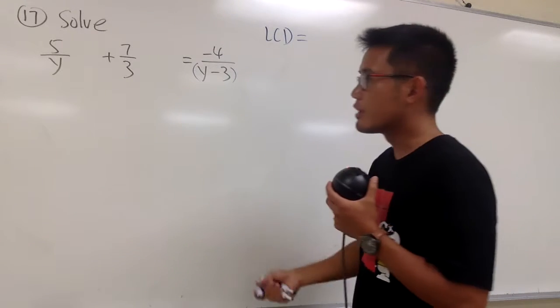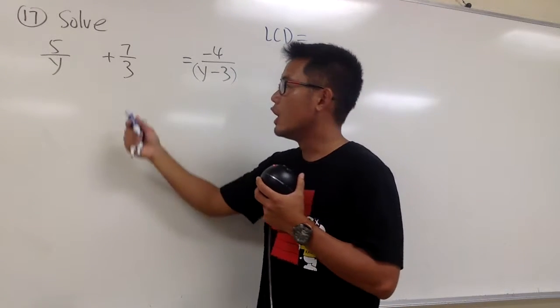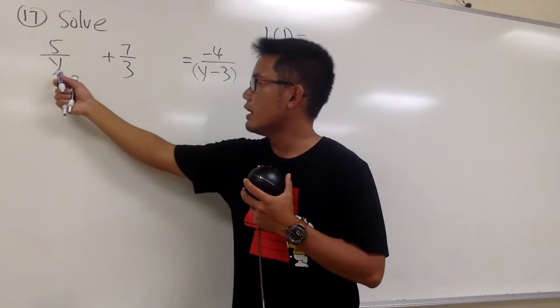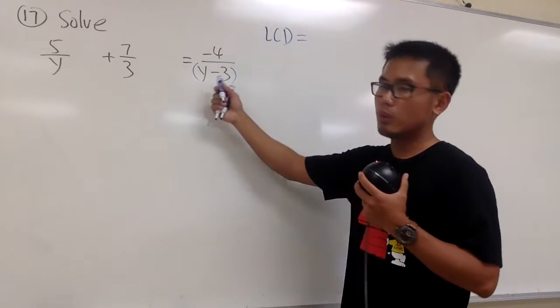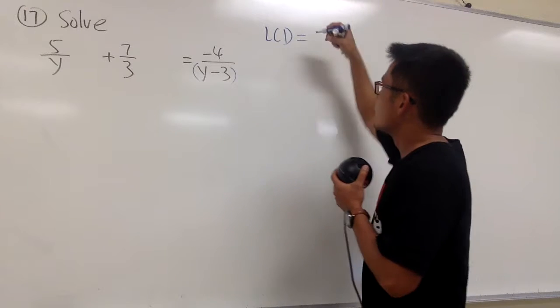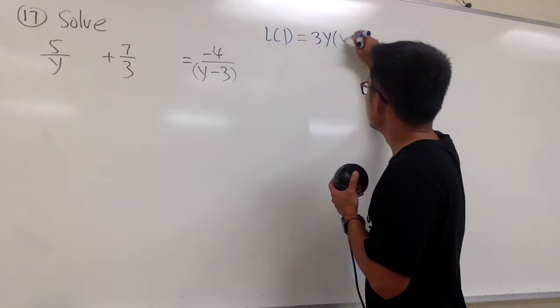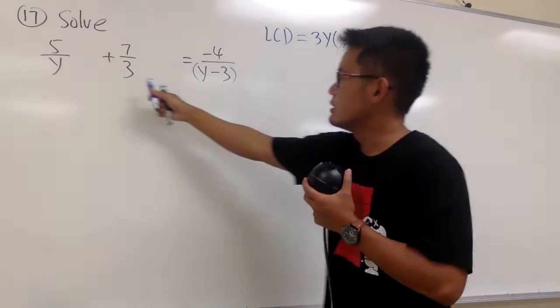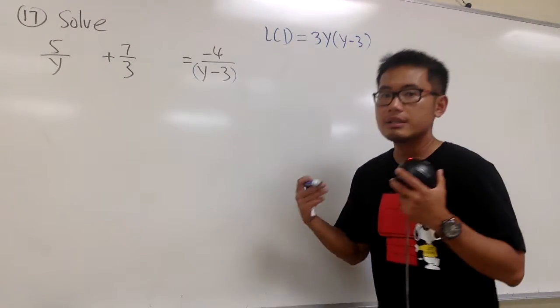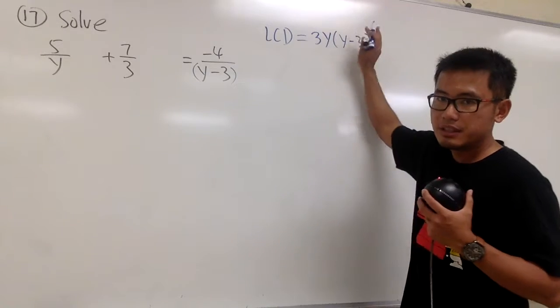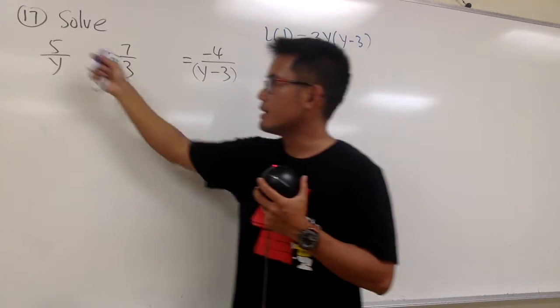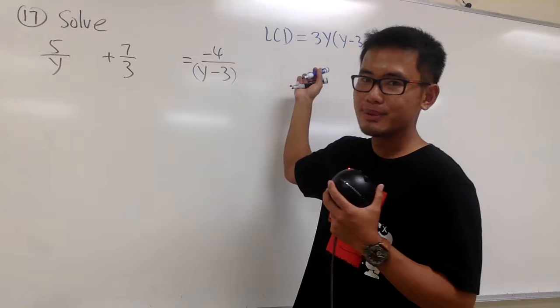In such a case, since there's no common factor, we will just be multiplying 3 and the y, and then the quantity y minus 3, all right? Of course, we put a number first, so we have 3y, and then this, y minus 3. Once again, it's this times that times that. So once you identify the LCD, you're just going to be multiplying every fraction by that, okay?